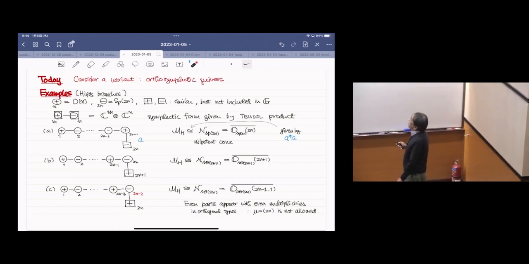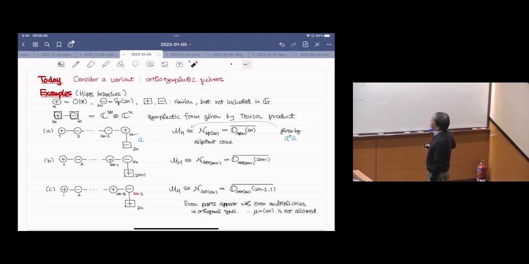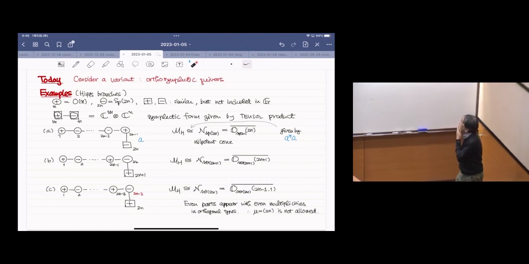And for SO(2n+1), again it is similar. Start with a 2n+1 dimensional space, and you decrease the dimension one by one until you arrive at a one dimensional space.